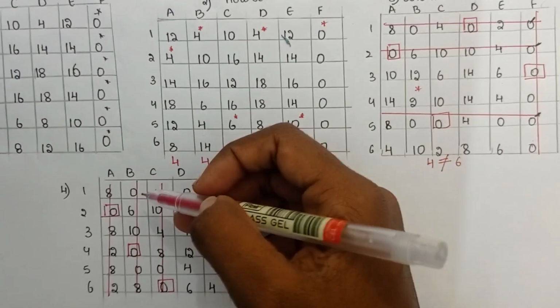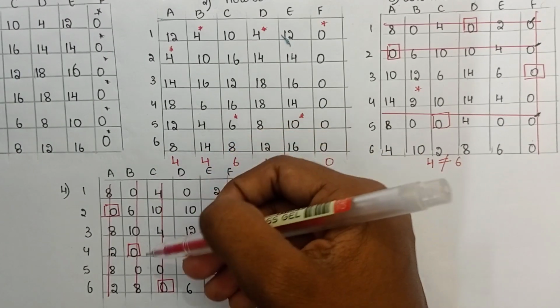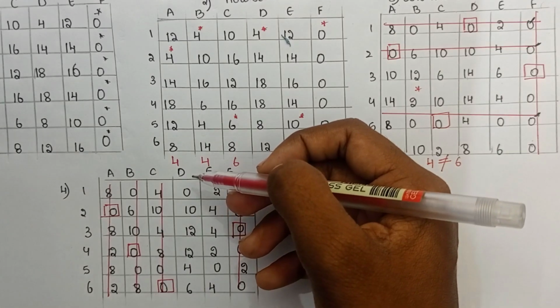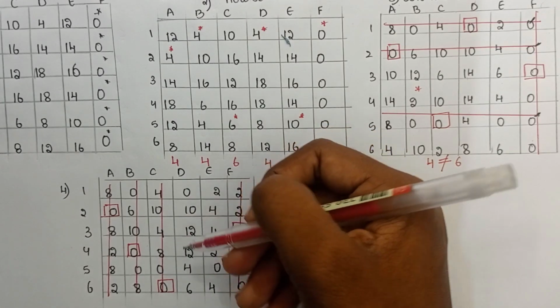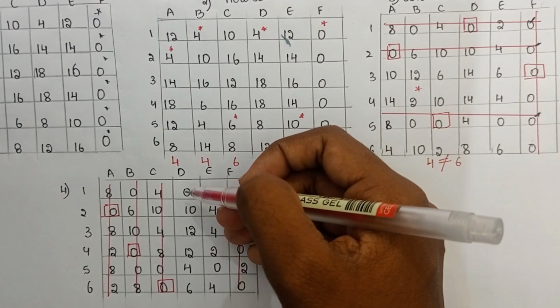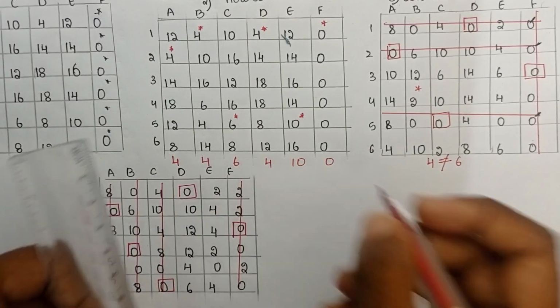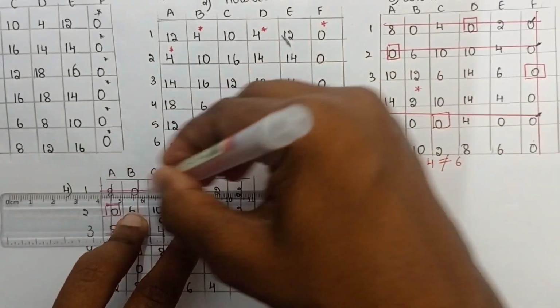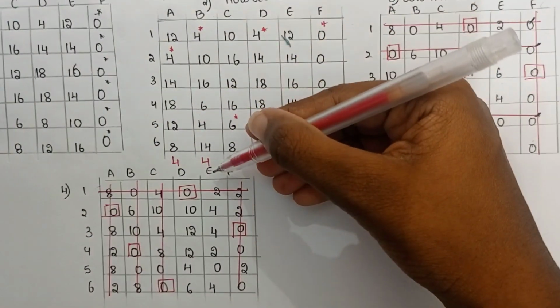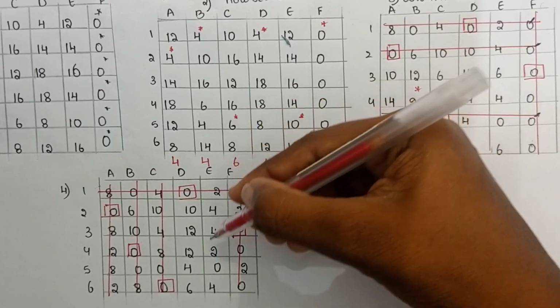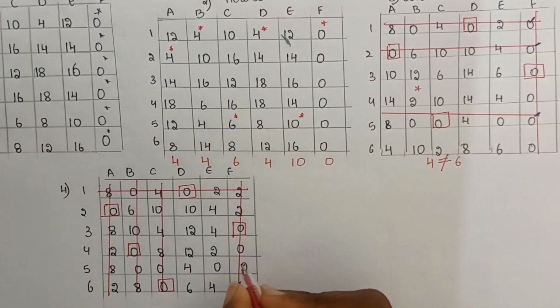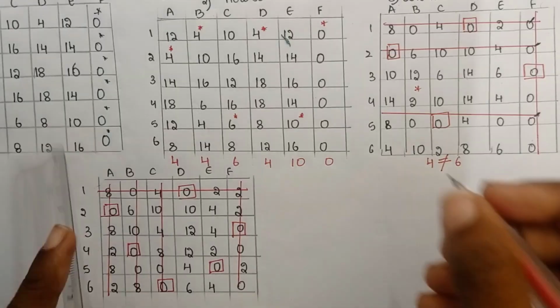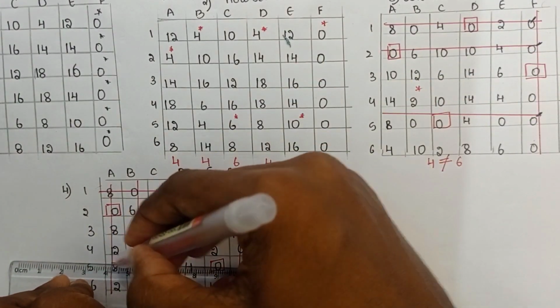So this column is striked off, this is also striked off, C column is also striked off. So in D column, among 0, 10, 12, 12, 4 and 6, we have just 1 zero. So I will mark that 0 and I will strike off that row. In the fifth column, among 4, 4, 2, 0, 4, I just have 1 zero. So I will mark that 0 and I will strike off that particular row.